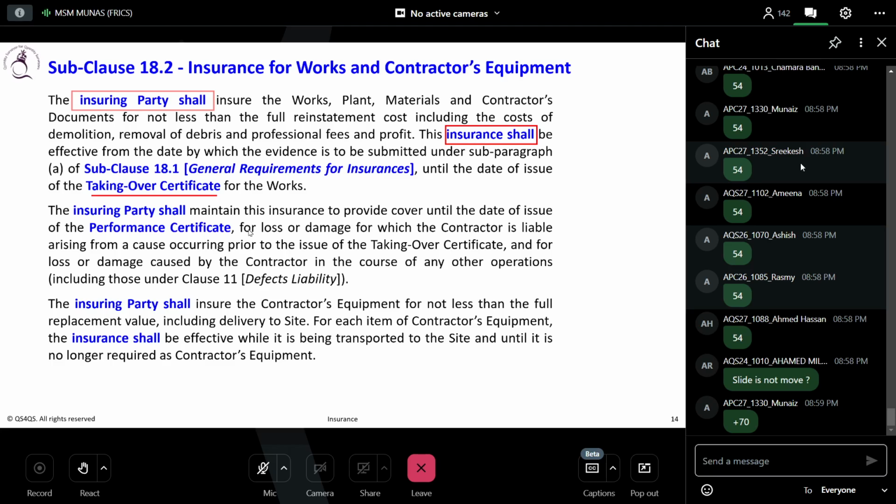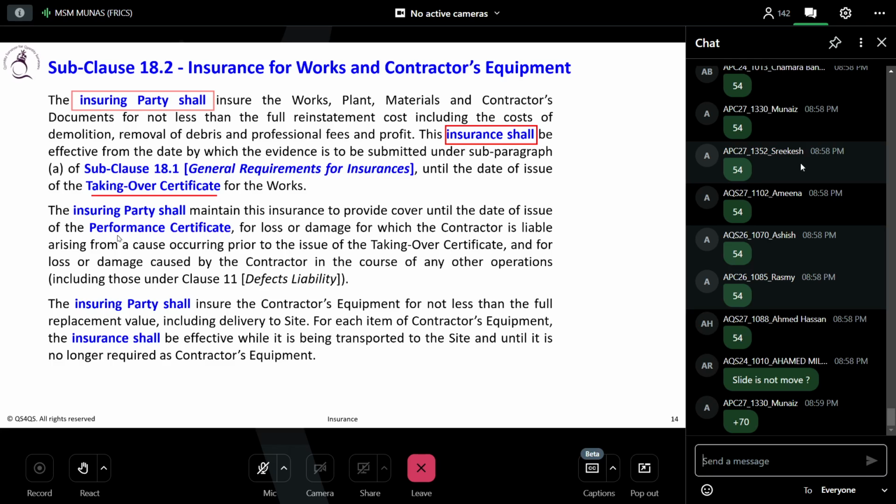He will cease the insurance. He will stop the insurance. Then the employer must obtain the new insurance. If the contractor does, okay. If the employer is the one insuring party, then okay, he will continue. But it should be agreed. Maybe you can keep it until a further extent. Okay, you can go for the performance certificate level instead of the taking over certificate.